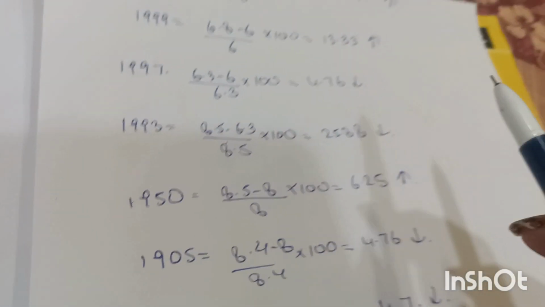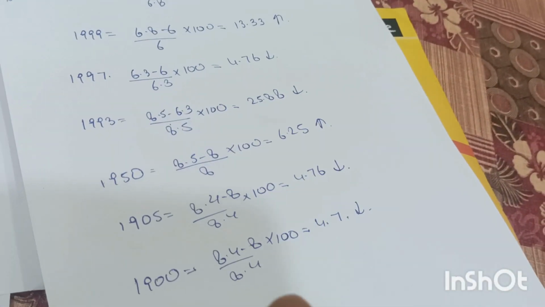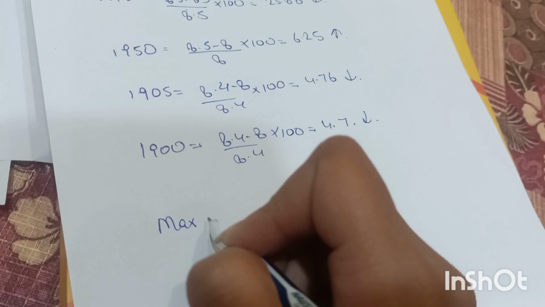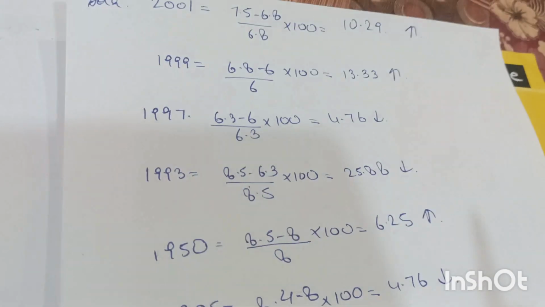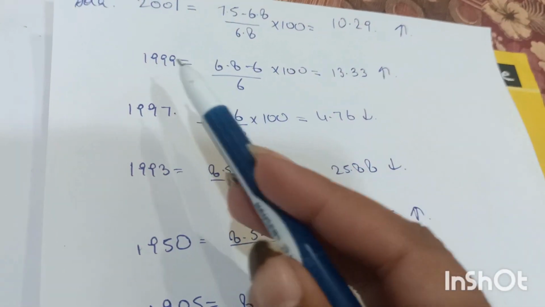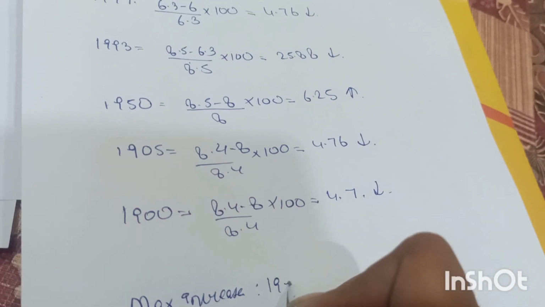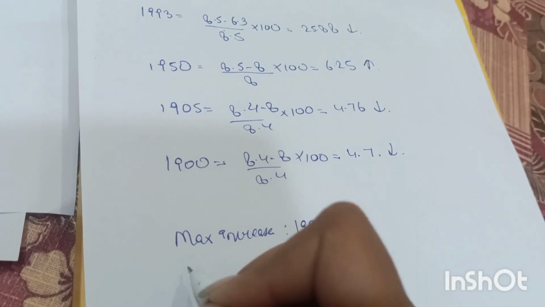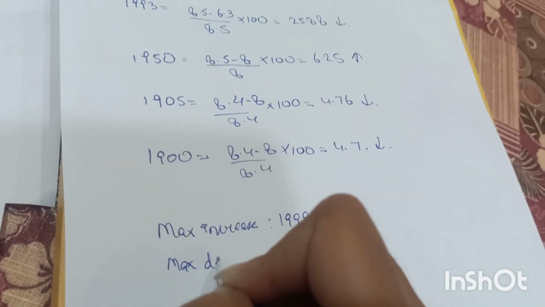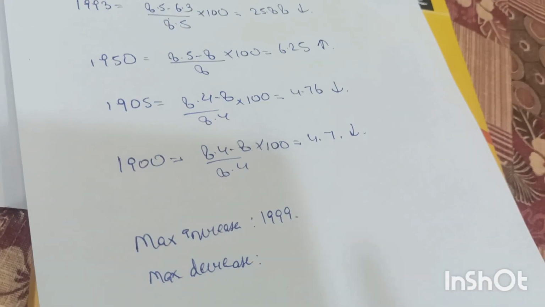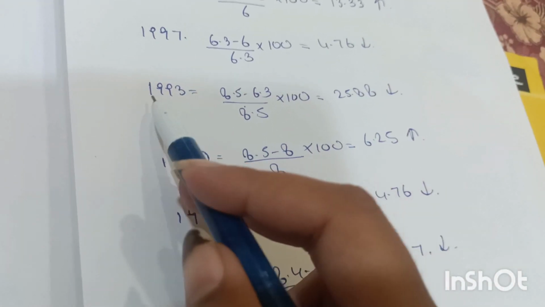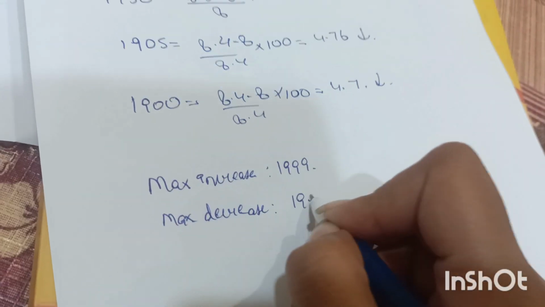So now you may see which has the maximum increase and maximum decrease. So the max increase is in the year 1999, and the max decrease you can see it's in 1993.